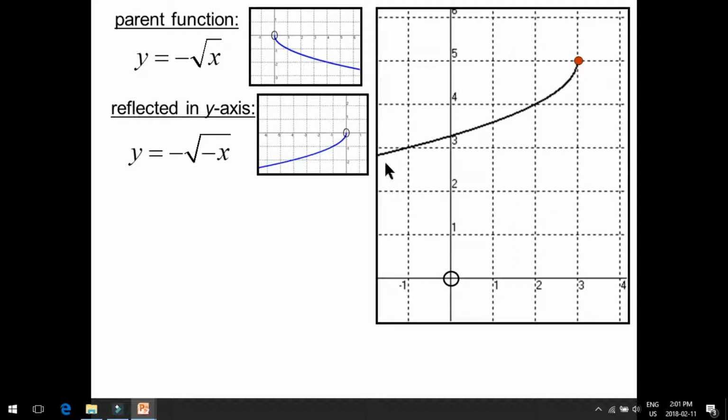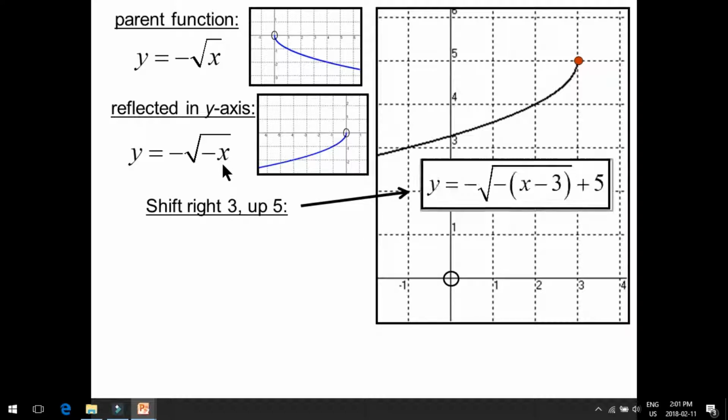Okay. To the right 3 means right in the input station with x. Shift it right 3. That shifts it right 3, and then outside the root sign we have a plus 5 to shift it up 5.